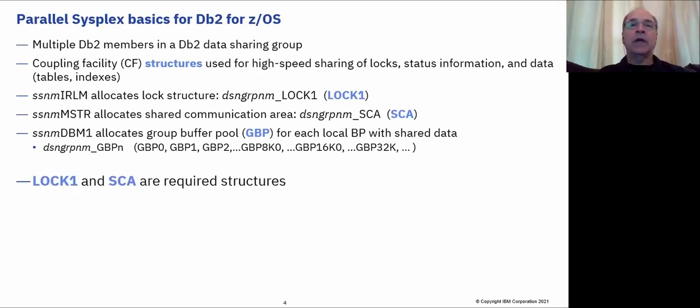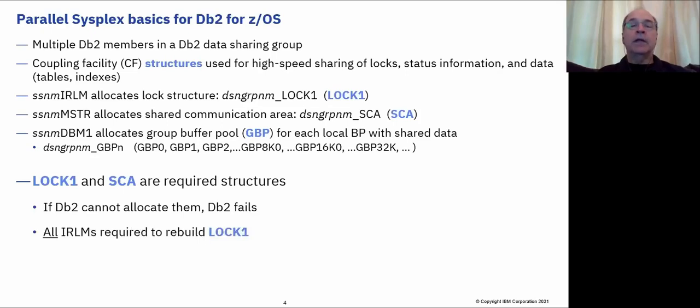The lock structure and the SCA are required structures. And what I mean by that is that if DB2 cannot allocate them, or if DB2 is running and loses access to them and can't rebuild them, then DB2 fails. In the case of the lock structure, all the IRLMs are required to rebuild the lock structure, and all the DB2 master address spaces are required to rebuild the SCA. This will have some impacts when we talk about some configurations and duplexing.